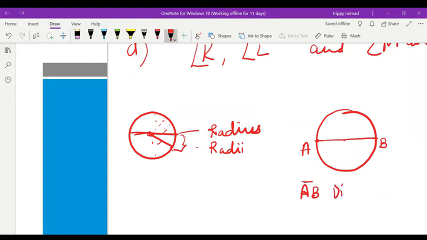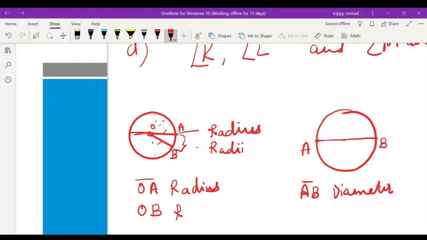And this OA. What is that OA called? This is called the radius of the circle. This one, OB, is also a radius. In the same way OC is also a radius, but AC will be a diameter. Understood? So now the next one.